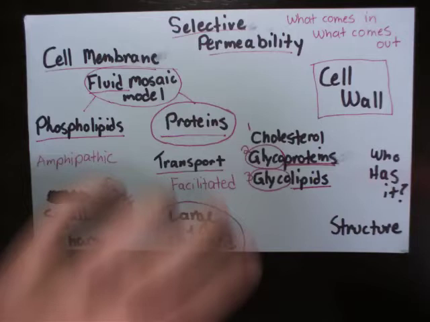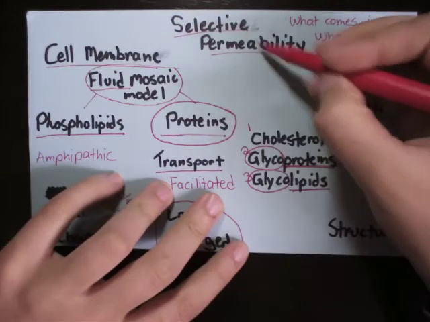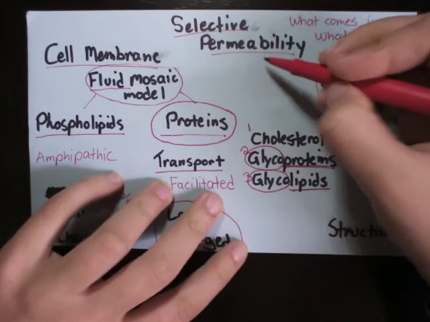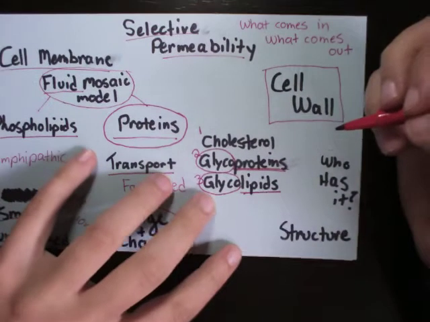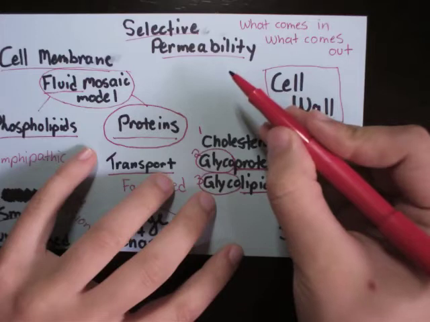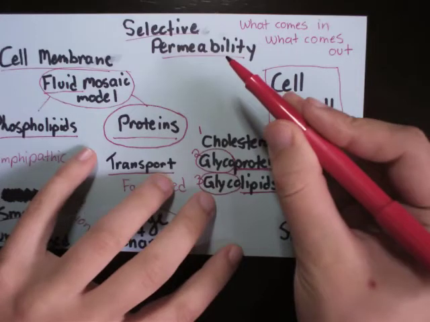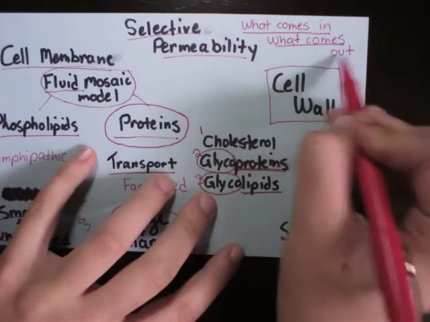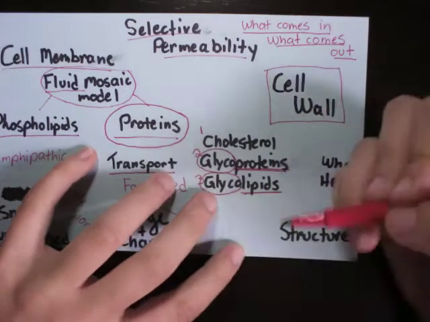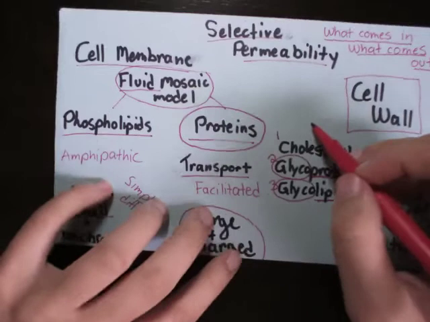We're going to use structure to explain selective permeability. Selective permeability is the quality of a membrane. Selective permeability means that only some things can come in and out of the cell. The level of permeability determines what comes in and what comes out. What can pass through our membranes and how do we figure that out?